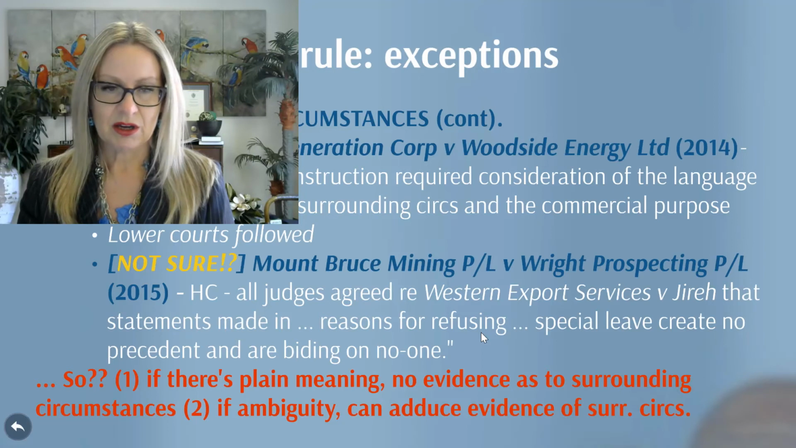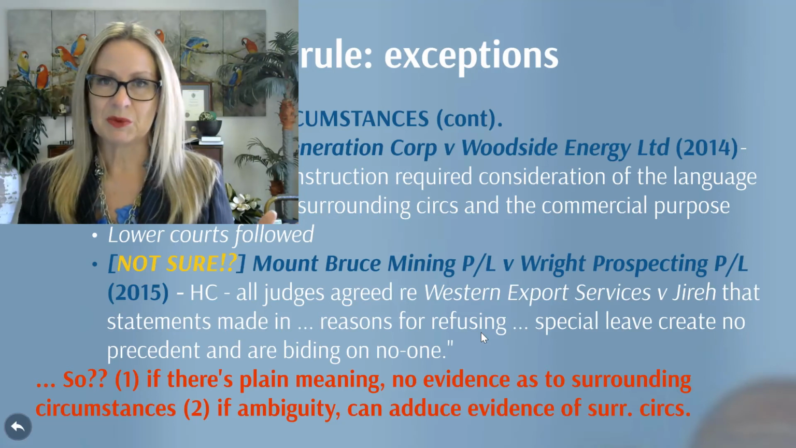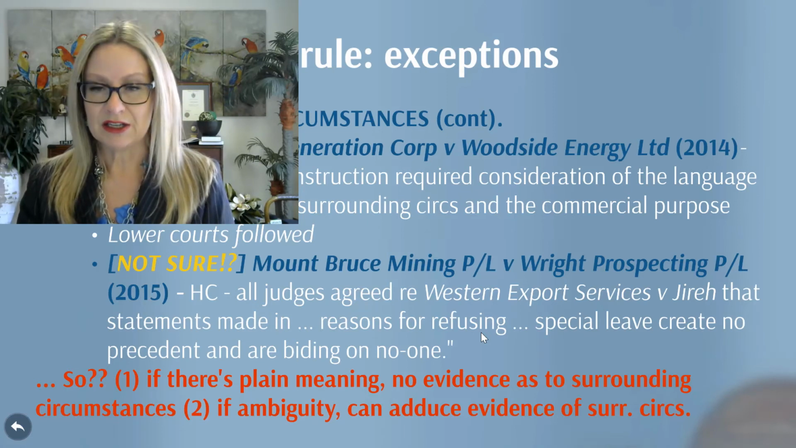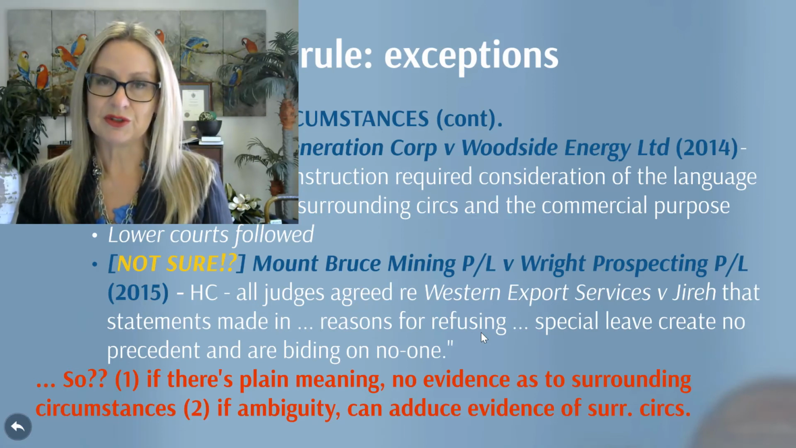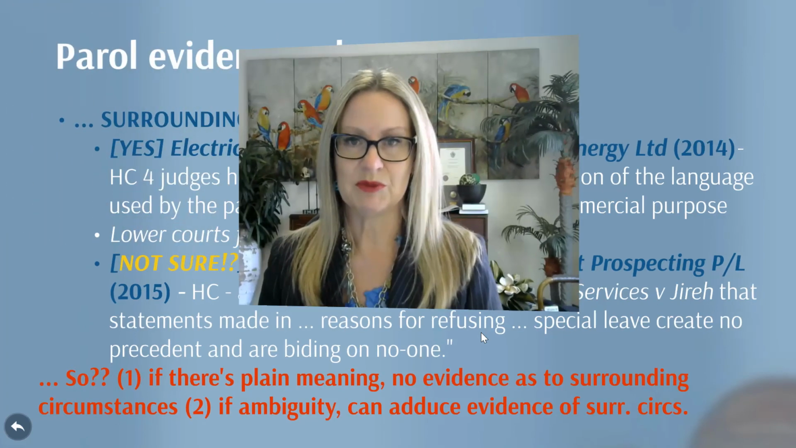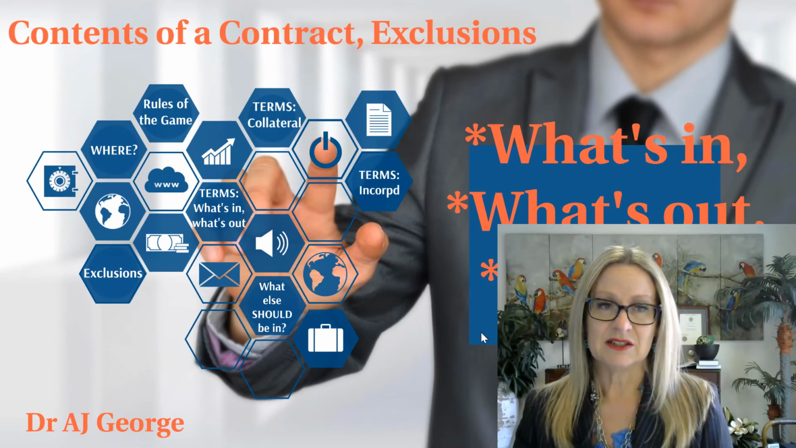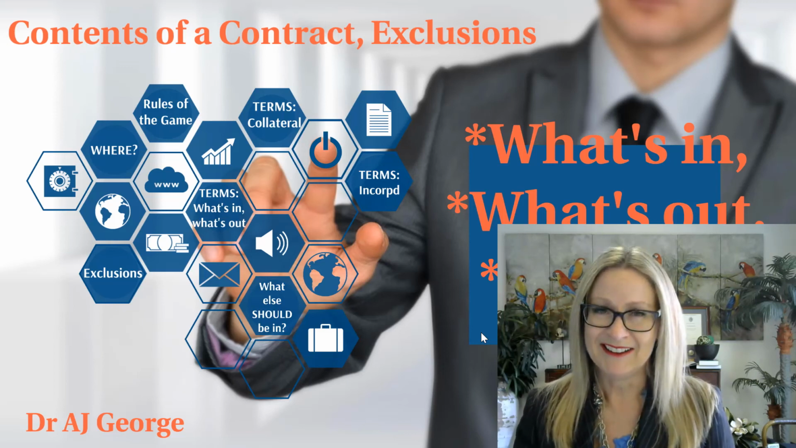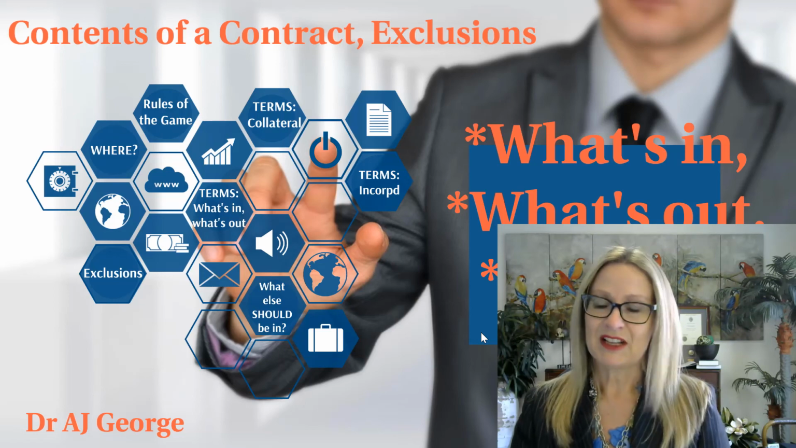Until then, I guess we've got to stick with that true rule approach. So if there's plain meaning, you can't introduce evidence as to your surrounding circumstances. But if there is patent ambiguity, then you can adduce evidence of your surrounding circumstances. So that is the rules of the game. That is the parol evidence rule and all of its preliminary questions and exclusions.